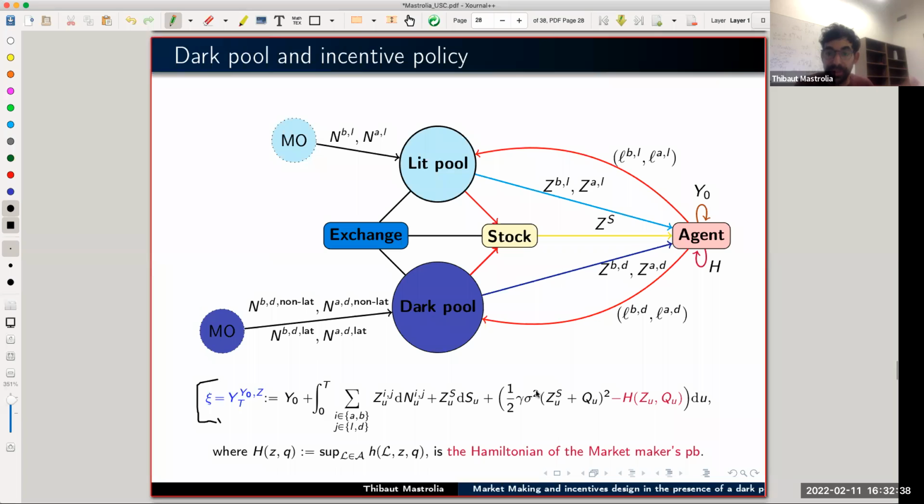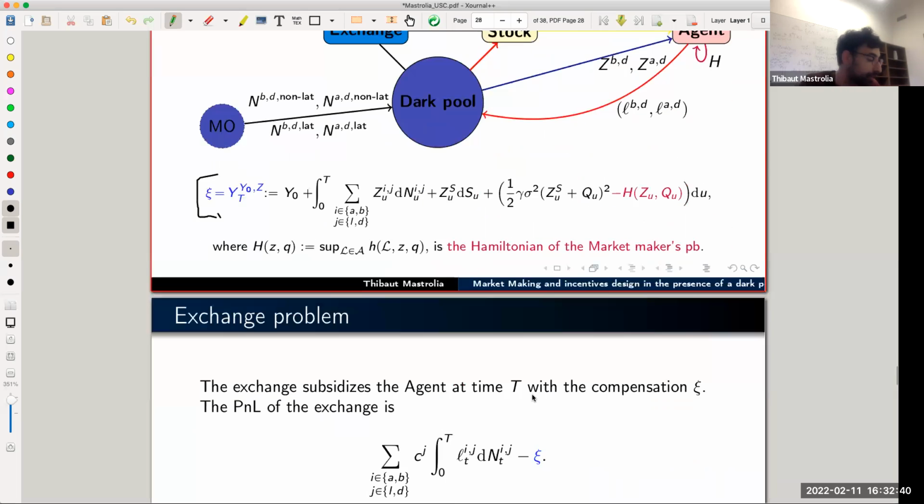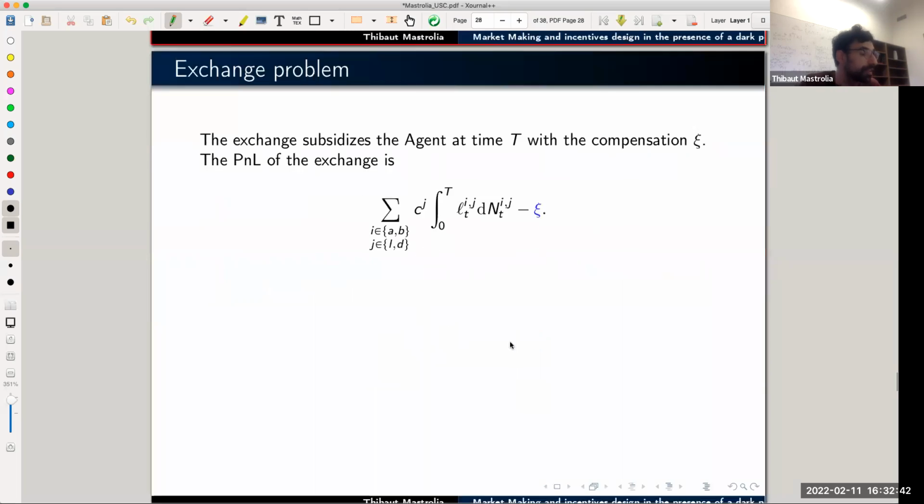But from now, I will consider this class of contract. And just to show you, in this case, what is my problem as the exchange? As the exchange, I assume that I win fees for each transaction on both the ask side or the bid side, on both the lit or the dark pool.